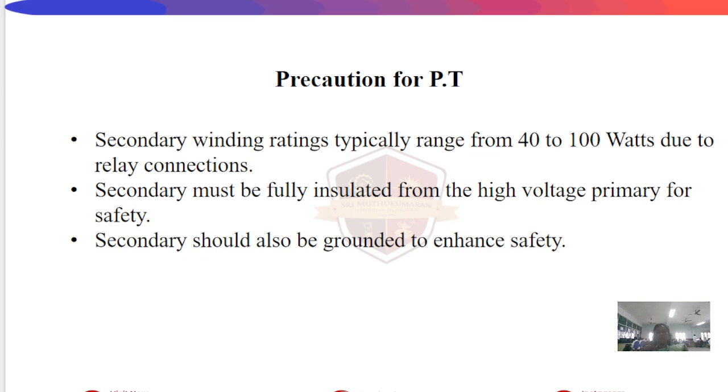Now let us see important precautions of potential transformer. The secondary winding must be fully insulated from the high voltage primary. For safety, the secondary should be grounded. The secondary winding rating is usually between 40 to 100 watts because it may supply relays and meters. If proper insulation and grounding are not provided, there may be serious electrical hazards. So safety is very important when using instrument transformers.